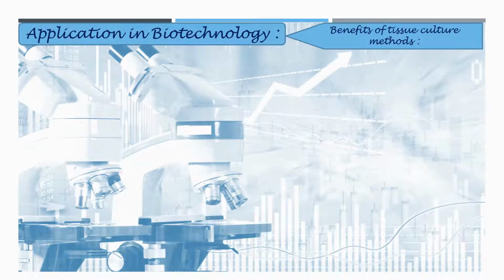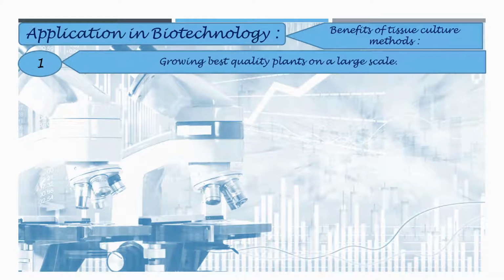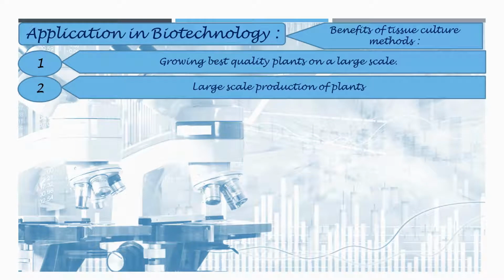Now let's understand about the benefits of tissue culture methods. Growing best quality plants on a large scale that can bear flowers, fruits of excellent quality, producing fully grown plants in less time. Then large-scale production of plants even when means of pollination or germinating seeds are not available. For example, orchids or pitcher plant do not germinate, but they can be cultivated using tissue culture methods.